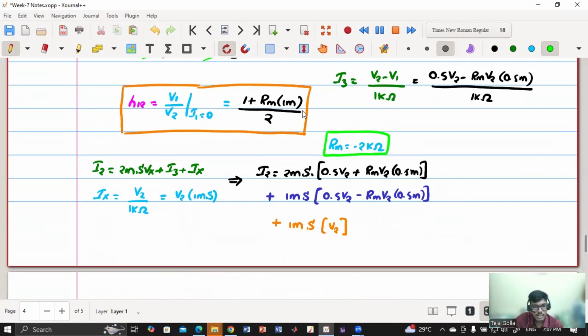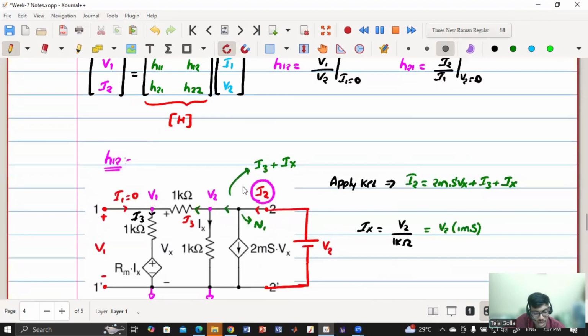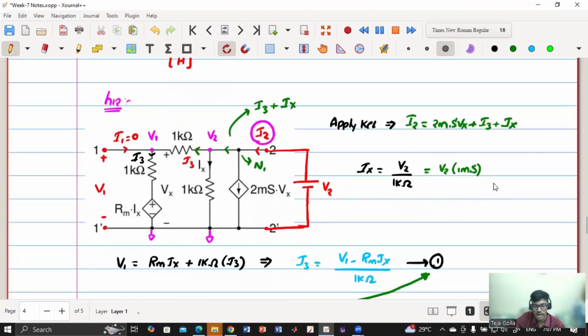Is it clear until this point how we are getting this big expression by substituting this? Please repeat this one, sir. I2 is equal to... first I have applied KCL over here. So my I2 is nothing but I3 plus Ix plus this current, which is 2 millisiemens into Vx. So my I2 is 2 millisiemens Vx plus I3 plus Ix.